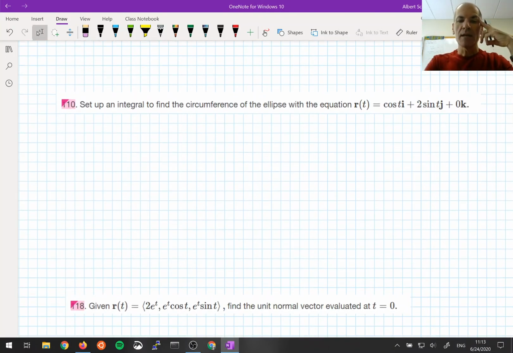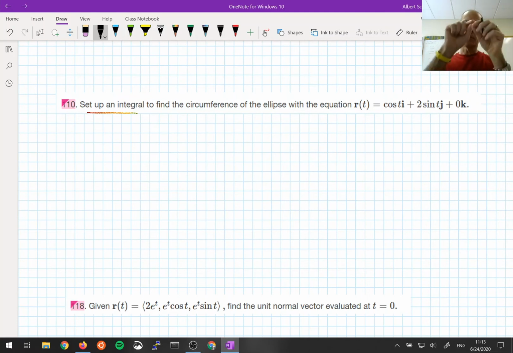In problem 110, you're only asked to set up the integral and not actually evaluate it. And I'll do that also sometimes in other homework and evaluations. Setting up the integral is really important because if you can set it up properly, you can often jump over to a computer algebra system like Sage or Wolfram Alpha to actually do the calculation. So we're going to set up an integral to find the circumference of the ellipse with this equation.